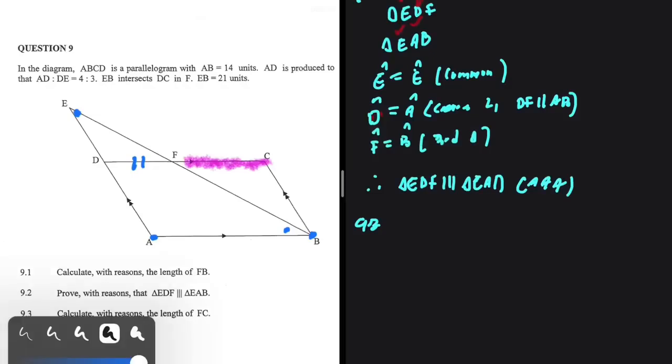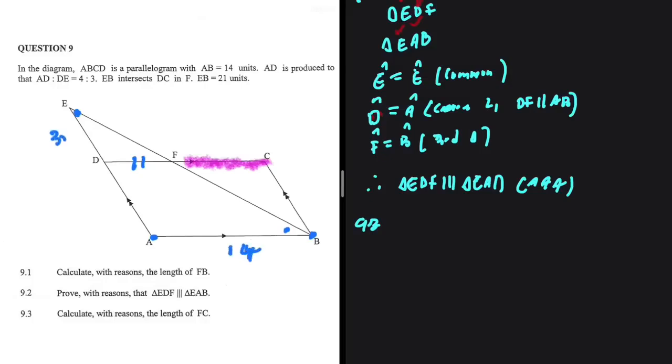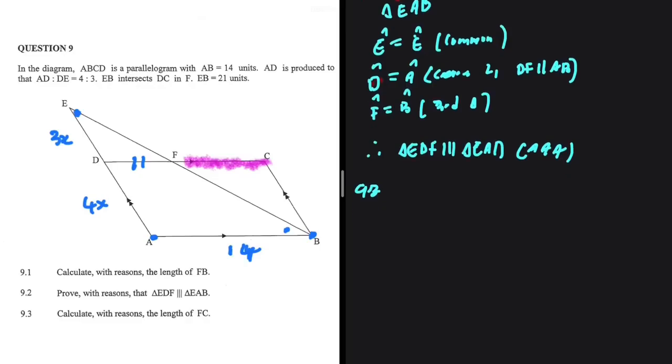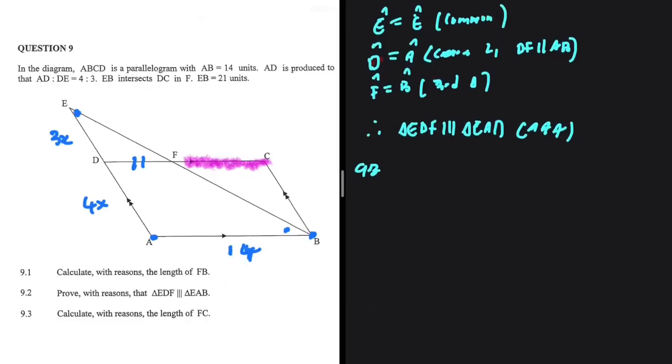Let me show you what we're going to do. We know that this is 14. We know that we have 3x and 4x. We want to find DF. So on the smaller triangle, ED divided by DF should be equal to EA divided by AB in the bigger triangle. What reason can we give? We can say that triangle EDF is similar to triangle EAB, and not EAD. So there we go.